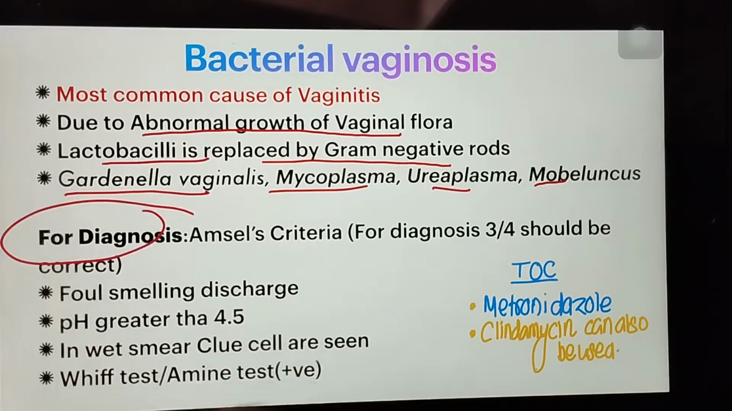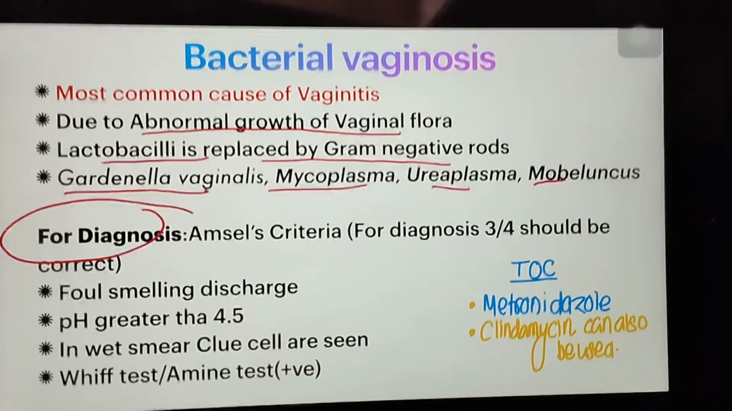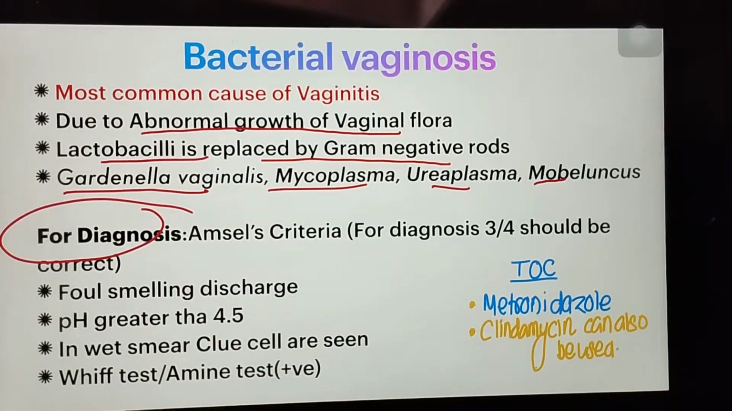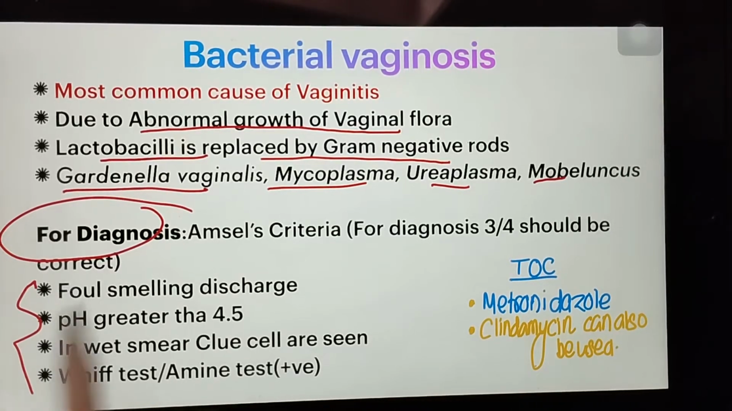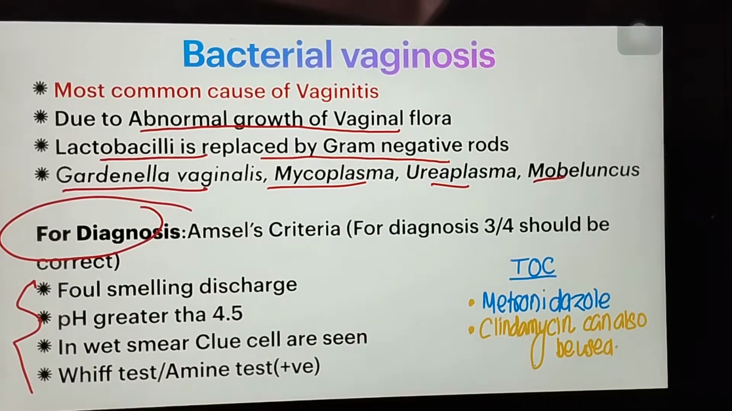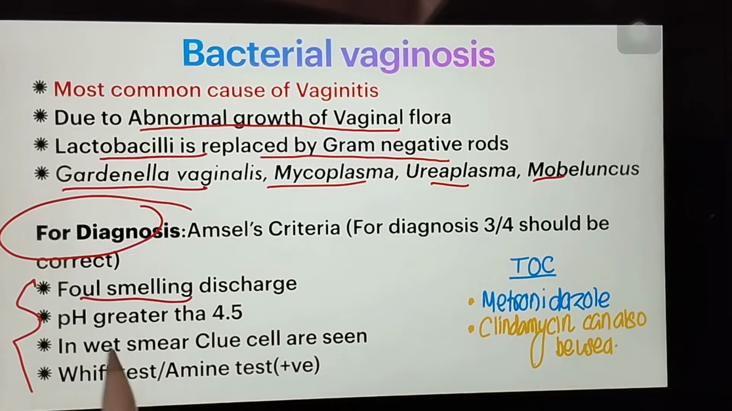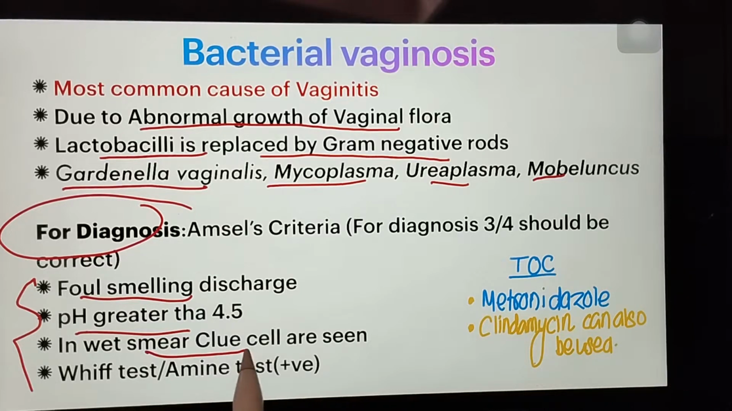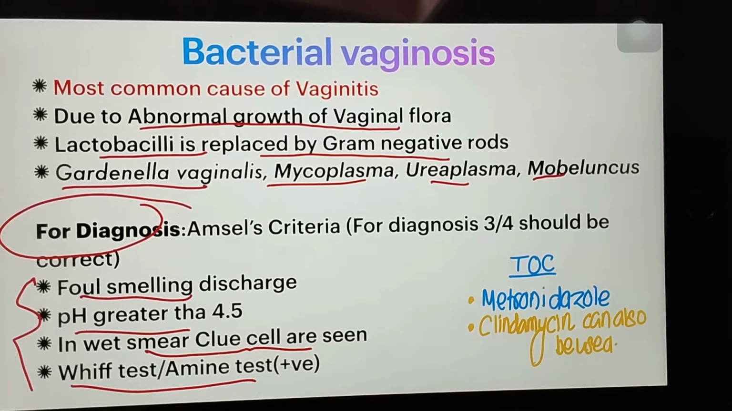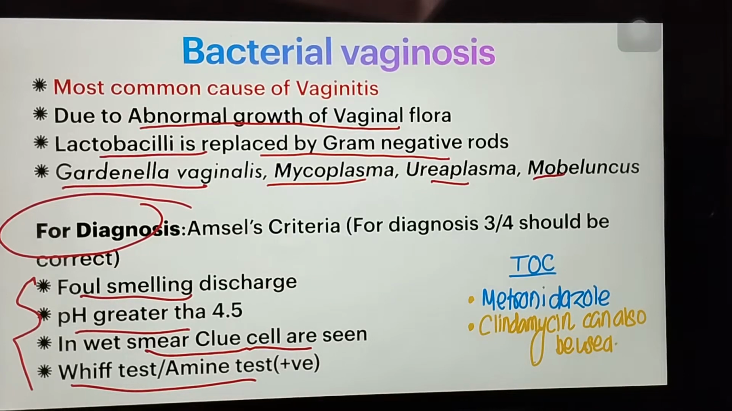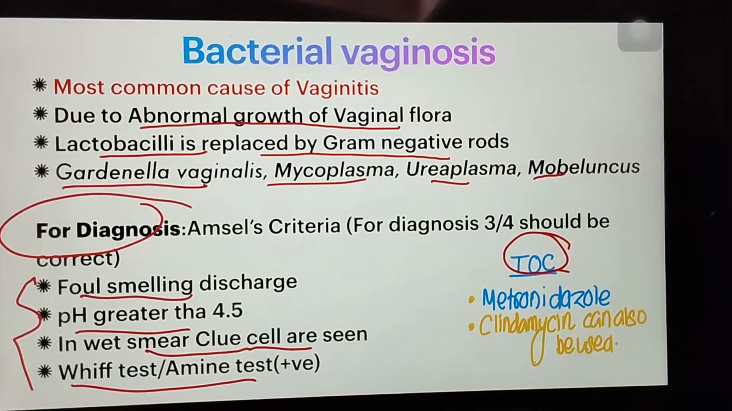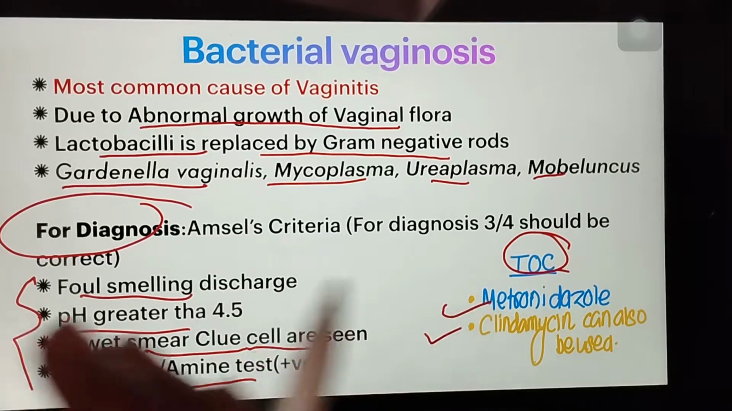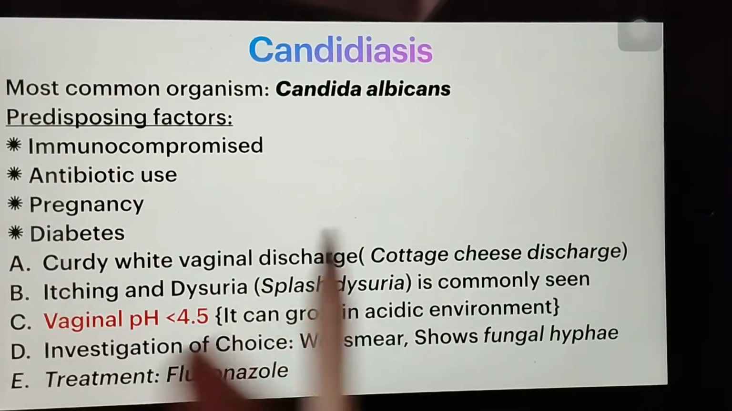For the diagnosis, there is Amsel's criteria. It has four criteria, and if three are met, then we can diagnose bacterial vaginosis. They are foul smelling discharge, pH greater than 4.5, clue cells seen on wet smear, and whiff test or amine test positive. The treatment of choice in bacterial vaginosis is metronidazole, and sometimes clindamycin can also be used.